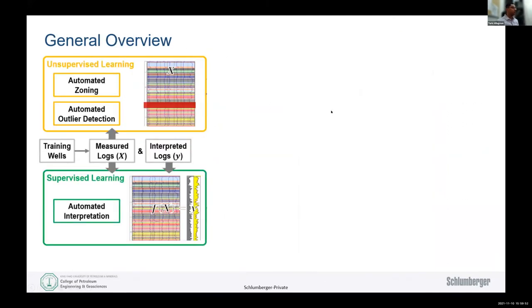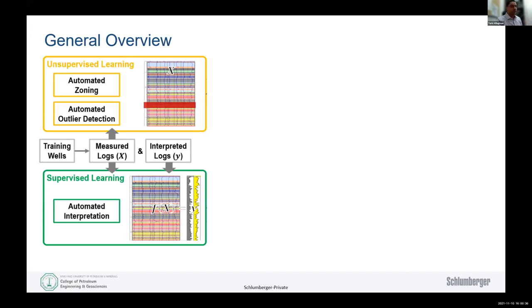So let's take a general overview of how the CBML works and what is the actual workflow that goes into the CBML. There are two scenarios that CBML runs with in the background: unsupervised learning and supervised learning. Let's say that we have a training well, which has measured logs, for example, gamma ray, density, porosity, resistivity. We can take these logs and the unsupervised learning will give us an automated zonation as well as automated outlier detection, basically a QC method of the results of the zonation that the unsupervised learning came up with.